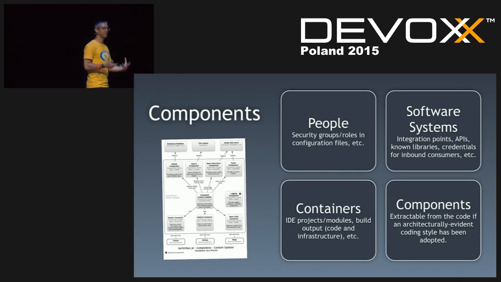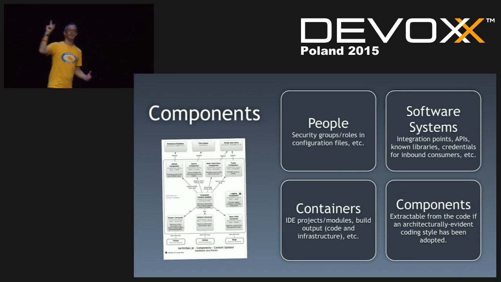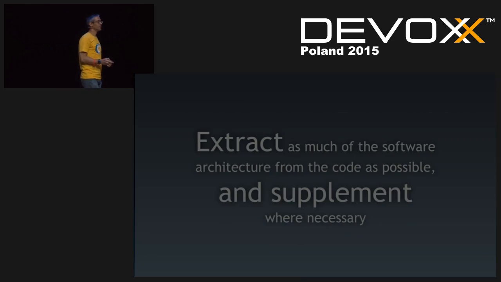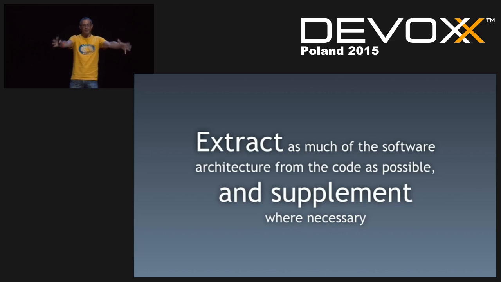Pinch to zoom in. What about the component diagram? Can we auto-generate a component diagram from our code? Yes, if we've used an architecturally evident coding style. In other words, we've dropped hints into our code base that somehow describe what a component looks like. So if that's the case, it's really, really trivial to write some rules to extract stuff from our code base. And this is really what I'm trying to do here. Given a code base, I want to extract as much information as I possibly can from the code base and supplement it with the stuff I just can't get readily from the code.